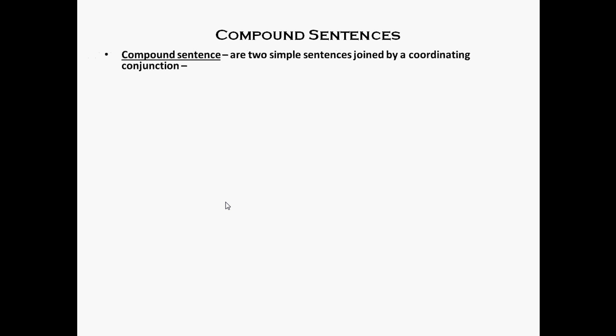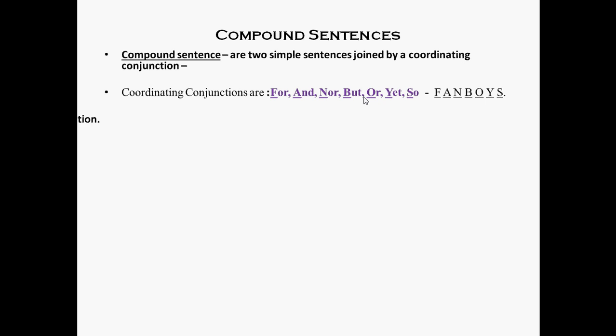The second type is a compound sentence. We have worked with these before during DOL. A compound sentence, they are 2 simple sentences joined by a coordinating conjunction. So this is what's new so far, coordinating. We usually just say conjunctions. And the conjunctions that we're familiar with and we talk about in class are fanboys. For, and, nor, but, or, yet, or so. Fanboys. So when you have 2 complete sentences joined by one of these coordinating conjunctions, you have a compound sentence.